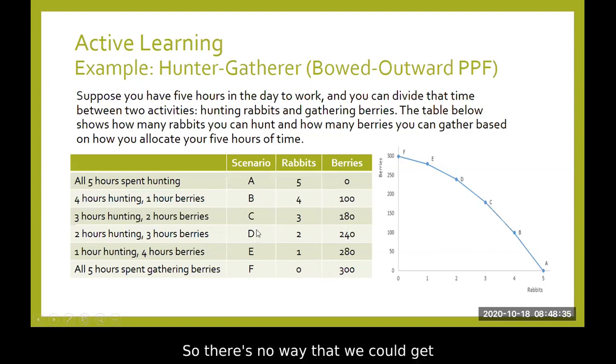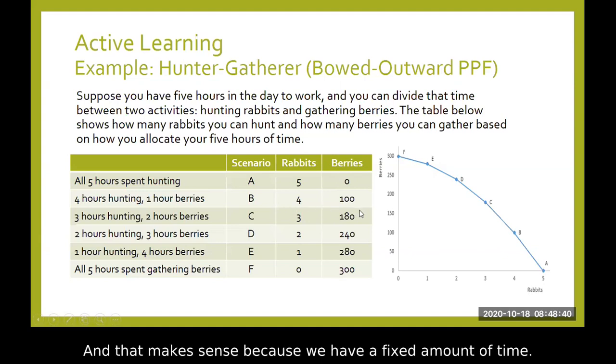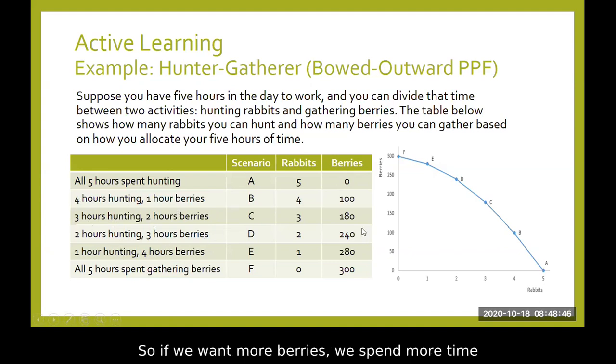So there's no way that we could get more rabbits and more berries. And that makes sense because we have a fixed amount of time. So if we want more berries, we spend more time gathering berries. That gives us less time to hunt rabbits, which means that we're going to result in getting fewer rabbits. So there's a trade-off between these two things.